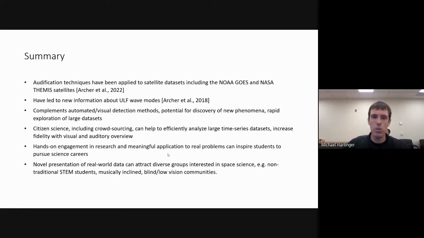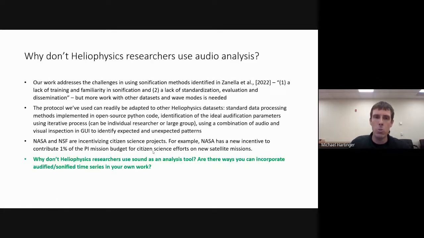And also to attract diverse groups to space science research, for example non-traditional STEM students, musically inclined, and blind and low vision communities. So I want to finish with the question I started with, and go back to this Zanella et al. paper. So what are the challenges? Why don't we use sound in our research? A lack of training and familiarity with sonification, a lack of standardization, evaluation, dissemination.